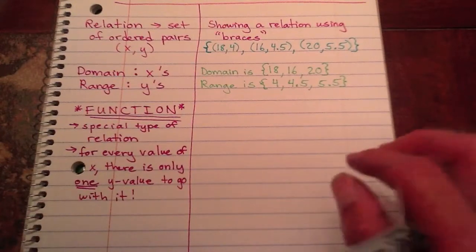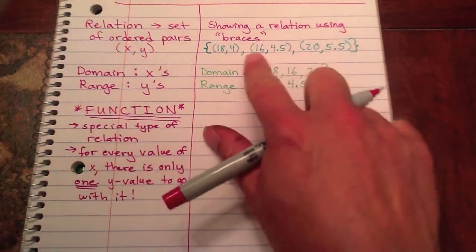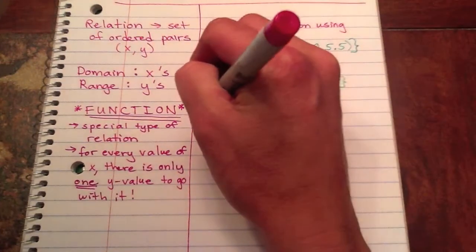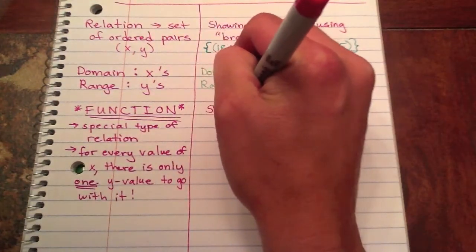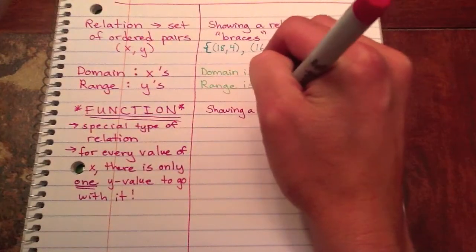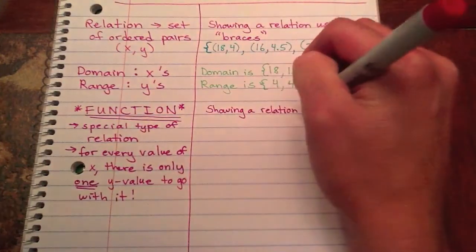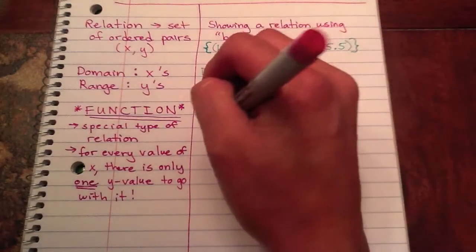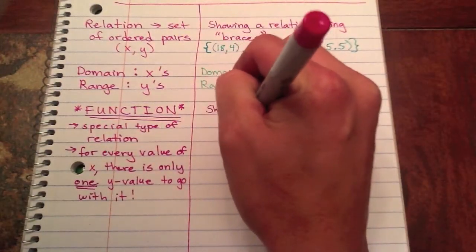So let's go ahead and look at that. One way to show relations is using the braces like this. Another way to show a relation is a mapping diagram. And you're going to have to know how to do this.